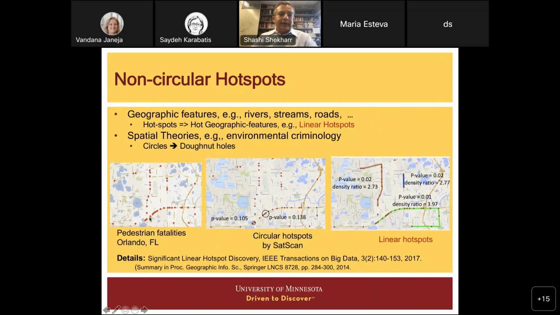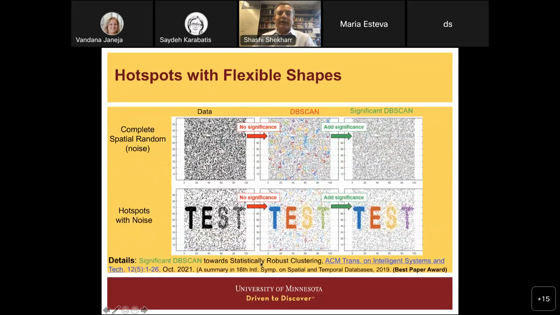Now, if you have, for example, road accidents in a linear space and you run SaTScan, you notice that circles don't do a great job, because as soon as you put a circle, there is a lot of empty area. So people tried to generalize these circular hotspots to linear kinds of hotspots, and others tried to generalize them to ring shapes and so on. But ultimately, you have to bite the bullet and say, can we work with more flexible shapes?